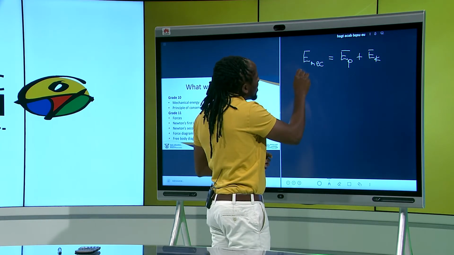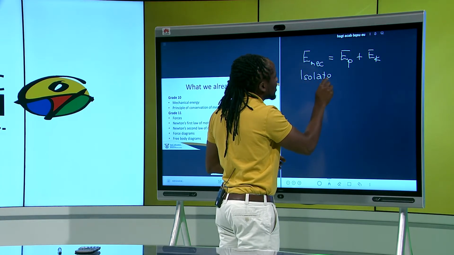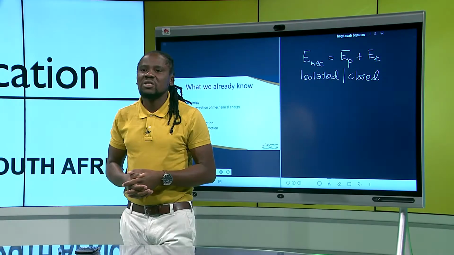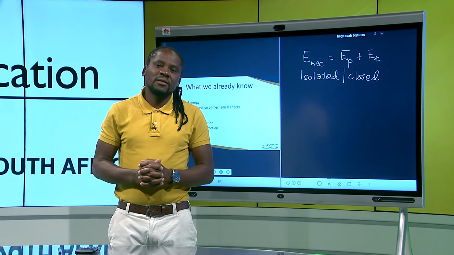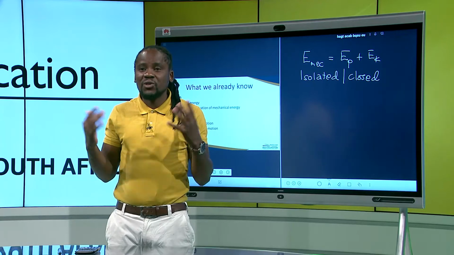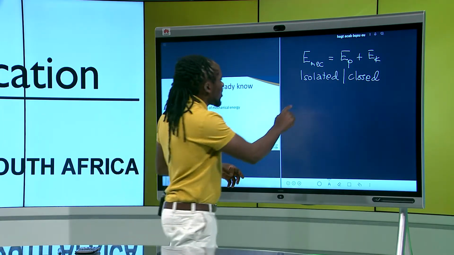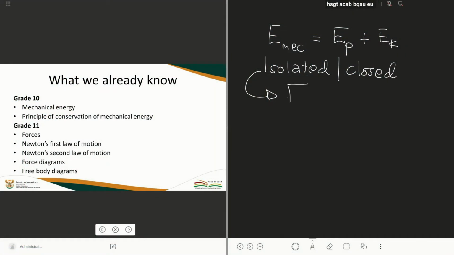But what comes to mind is the key condition that the system must be isolated or closed, okay? What do we mean by that? We've spoken about a closed system in grade 10. We also say that if a system is precisely a closed or an isolated system, we are simply saying that the total of the forces that act on that object is equal to 0. So if a system is a closed or an isolated system, the net force acting on that system is equal to 0 newtons.